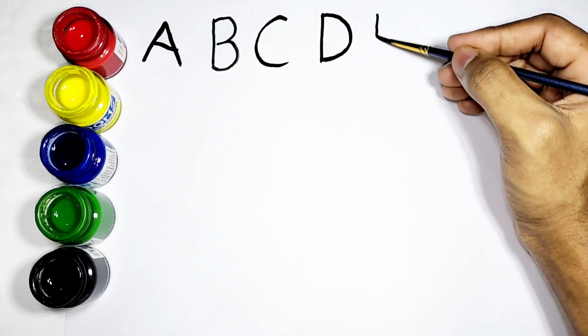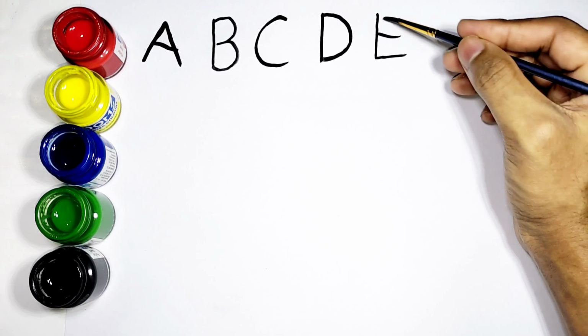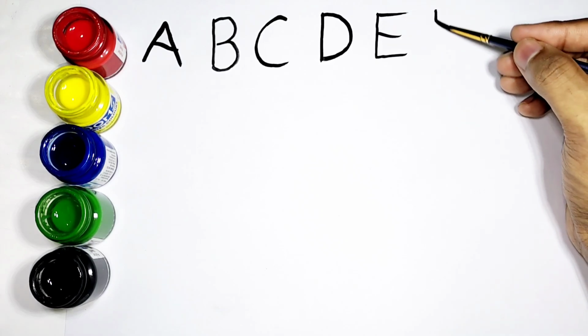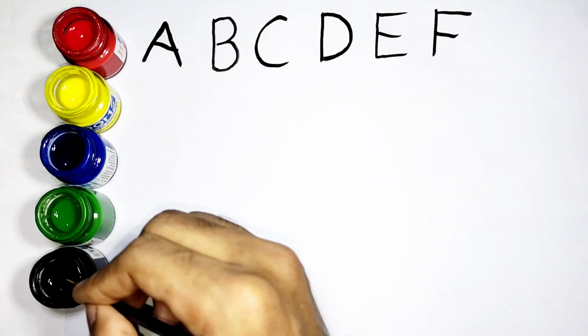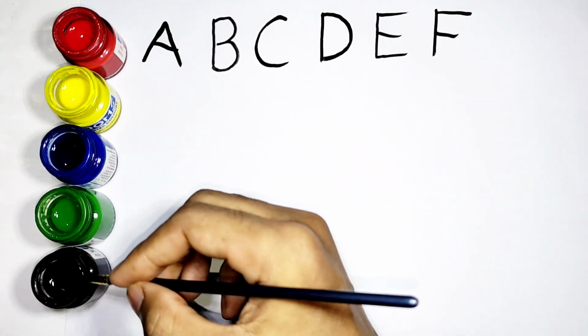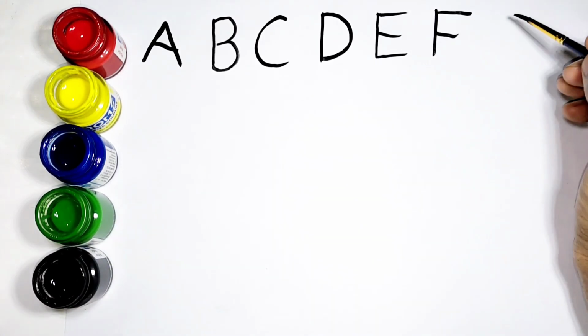Kids, the next one is E. E for egg. And the next one is F. F for fish, F for fan. The next one is G. G for goat.